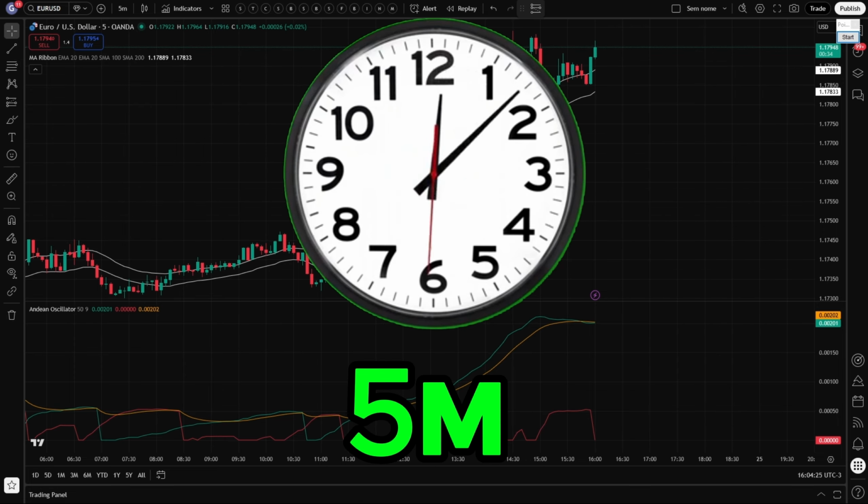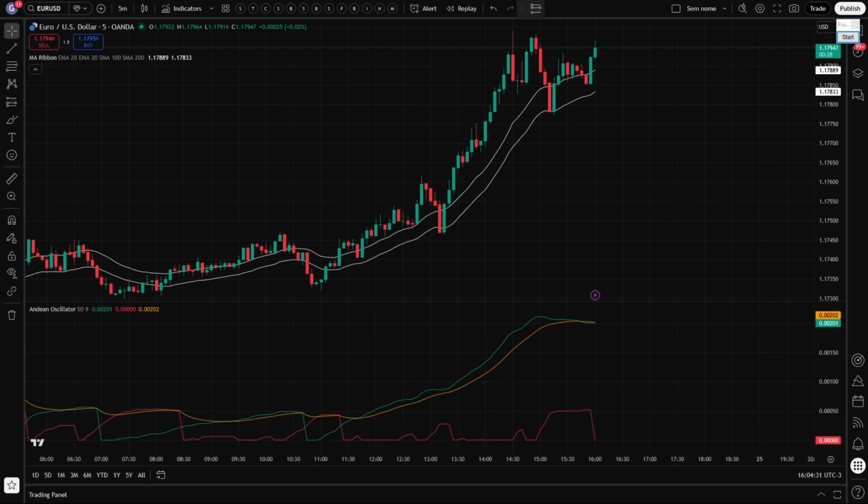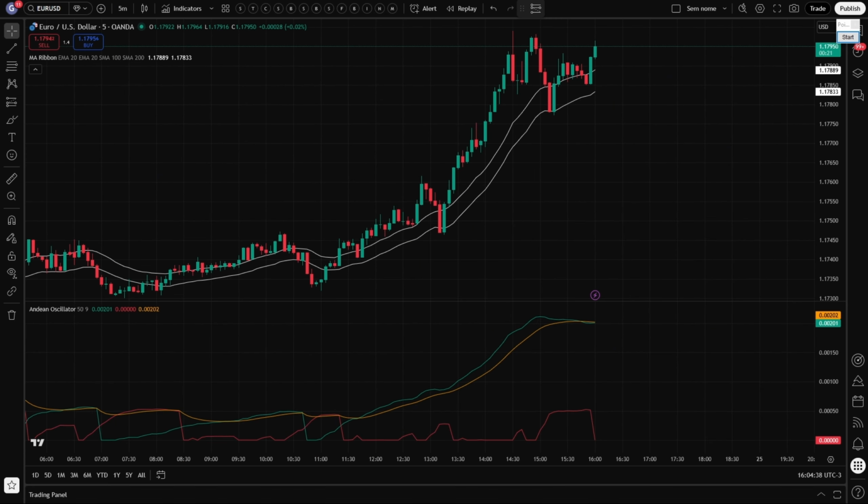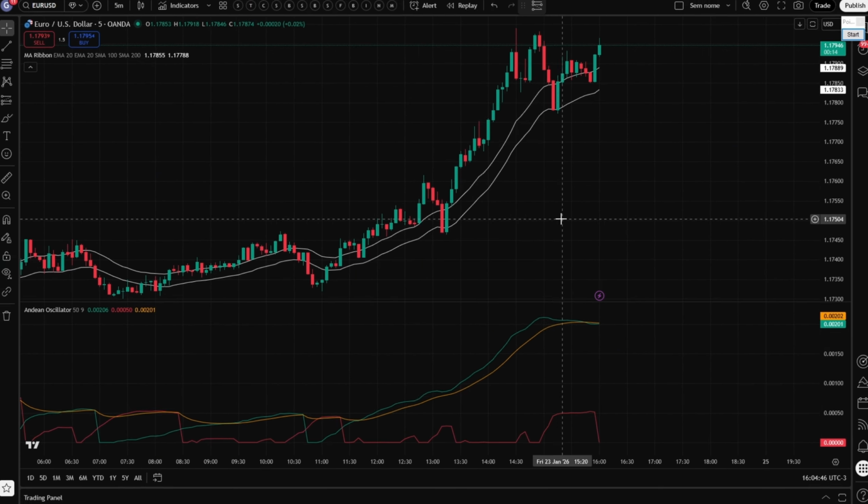on the 5-minute chart. Later in the video, I'll let you know which platform I like to use for this strategy, one that enables us to utilize scalping strategies without encountering problems such as high spreads. Now let's proceed. What indicators will we be using?